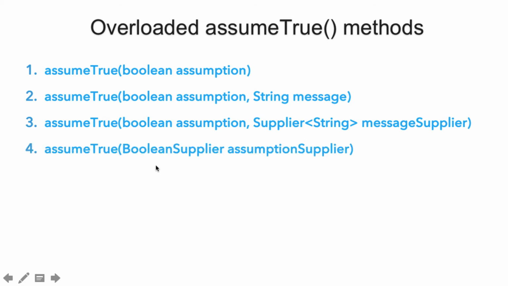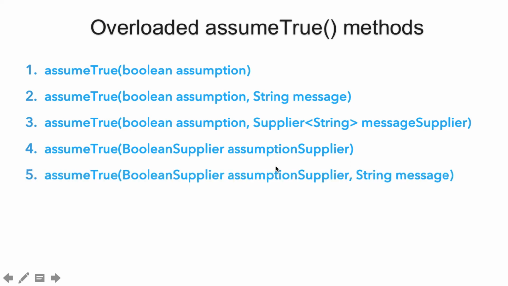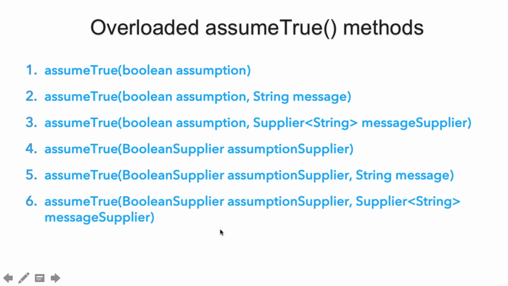The fourth overloaded method is very much similar to the first overloaded method. Instead of a Boolean, it takes in a BooleanSupplier, which is nothing but a functional interface which supplies a Boolean condition. The fifth overloaded method is also pretty much the same as the second, in that instead of a Boolean value, we provide a functional interface which supplies a Boolean condition. And similarly, the sixth overloaded method is pretty much the same as the third. Here instead of a Boolean value, we are providing a functional interface by the name BooleanSupplier which supplies a Boolean condition.